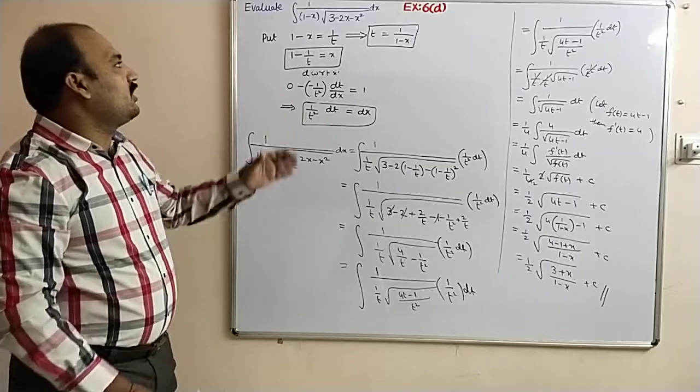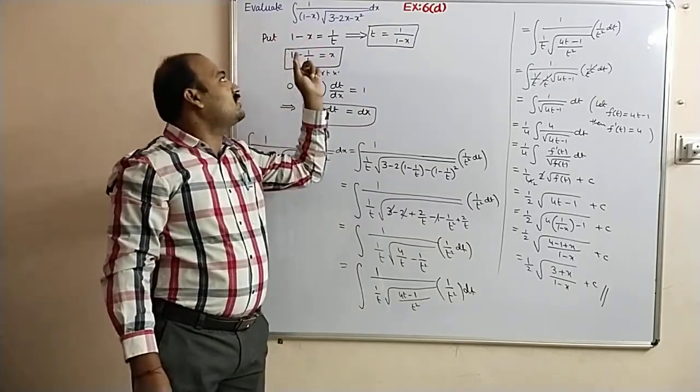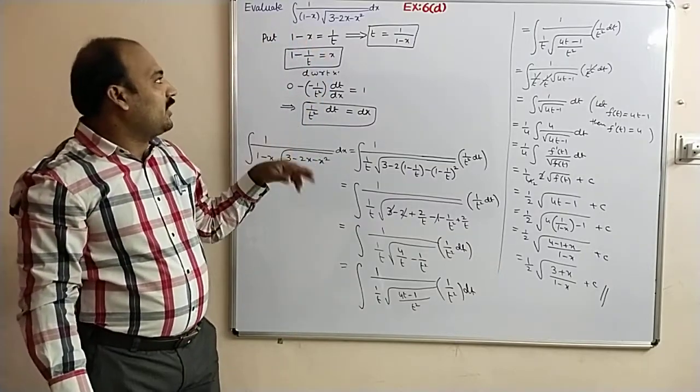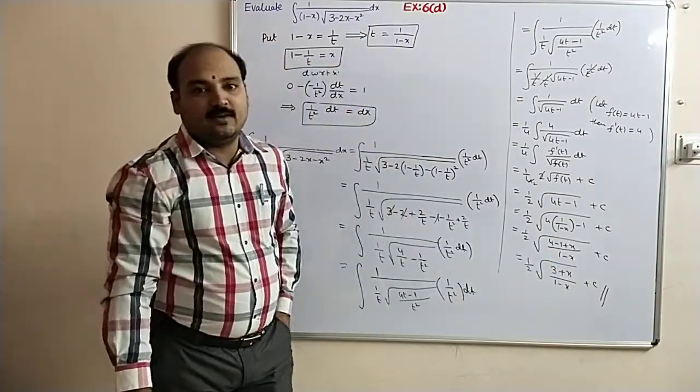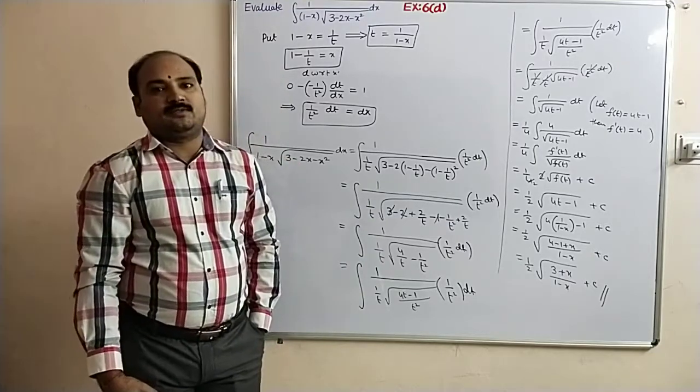So the answer for the given integral, the integral of 1 by 1 minus x into square root of 3 minus 2x minus x square dx, is equal to 1 by 2 square root of 3 plus x by 1 minus x into dx.